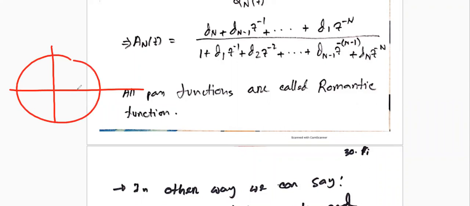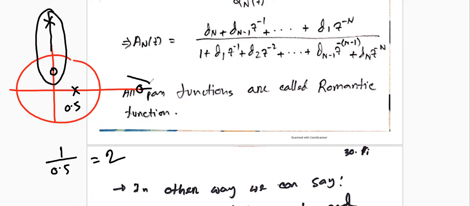Let's say you have the pole here at 0.5. Where is the zero? The zero is at 1 divided by 0.5, that means at 2. So at the location of 2, you have the zero. If you have a zero here at some location, definitely you should have another pole here. That's why these are called the romantic functions. So we have a couple of poles and zeros with a vice versa relation.